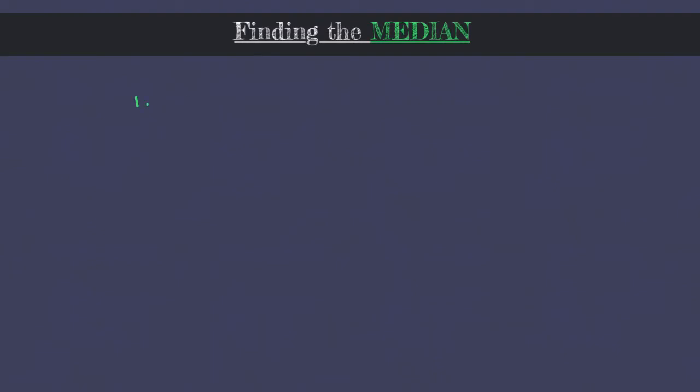If I'm given the data set 0, 1, 2, then it's obvious that the middle number here is going to be 1. And so 1, because it is the middle number, is going to be our median. That is the middle number.